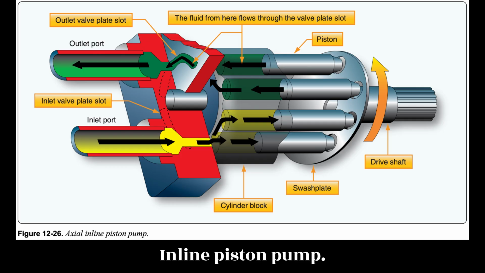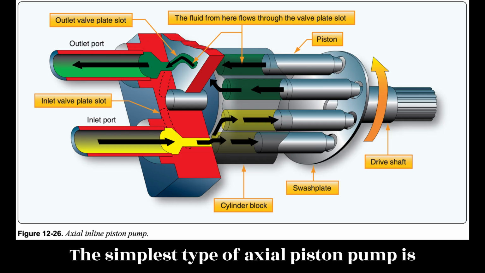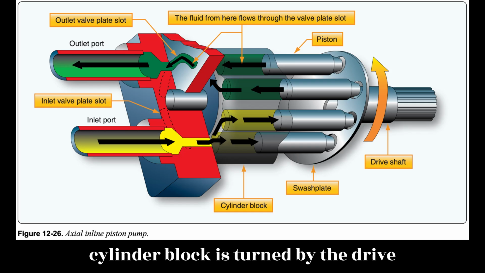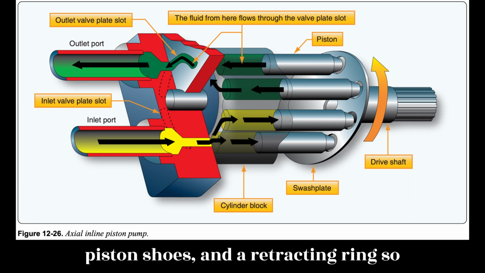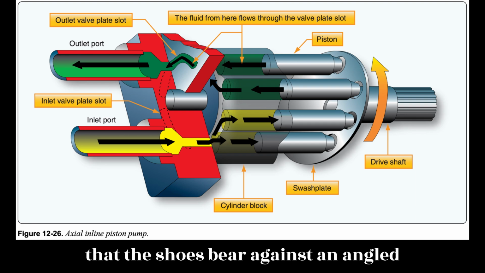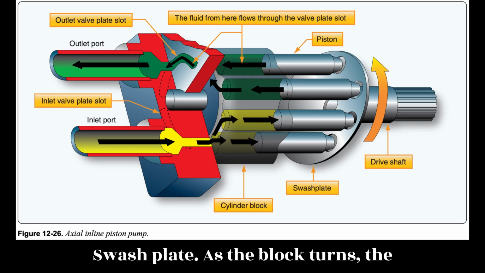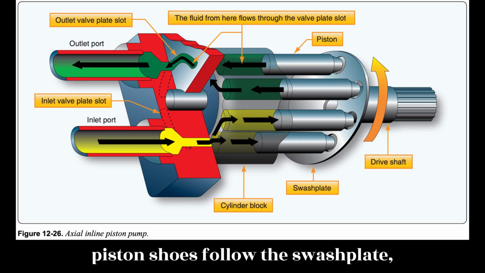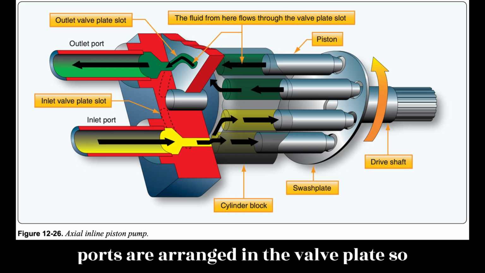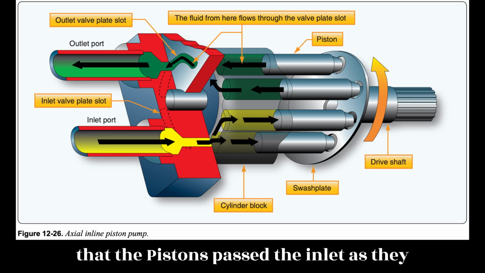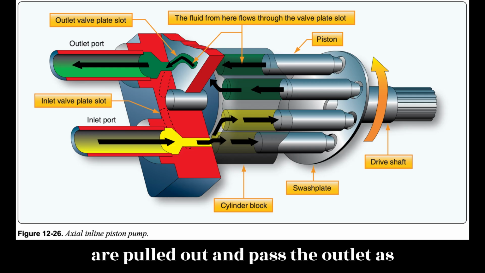Inline piston pump. The simplest type of axial piston pump is the swash plate design, in which a cylinder block is turned by the drive shaft. Pistons fitted to bores in the cylinder block are connected through piston shoes and a retracting ring so that the shoes bear against an angled swash plate. As the block turns, the piston shoes follow the swash plate, causing the pistons to reciprocate. The ports are arranged in the valve plate so that the pistons pass the inlet as they are pulled out, and pass the outlet as they are forced back in.